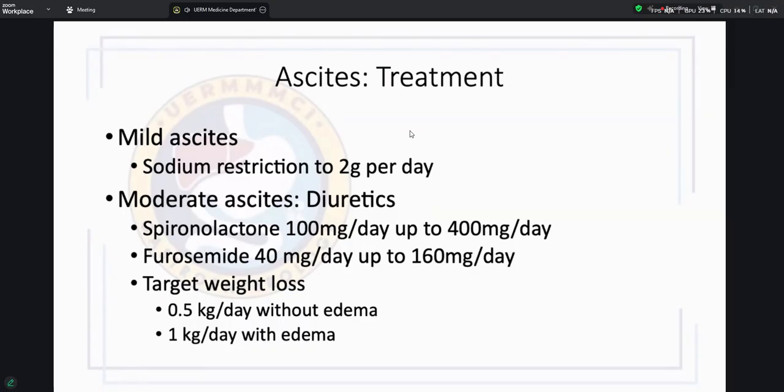The recommendation is to start spironolactone at 100 milligrams per day, and furosemide may also be added at 40 milligrams per day, particularly in patients who have peripheral edema. This 100 milligrams spironolactone to 40 milligram furosemide ratio is adjusted every 3 to 5 days if needed to keep the potassium balance stable. The target weight loss during diuresis is 0.5 kilograms per day if the patient has no edema, and 1 kilogram per day in patients with edema.